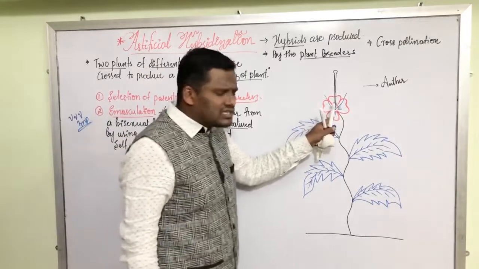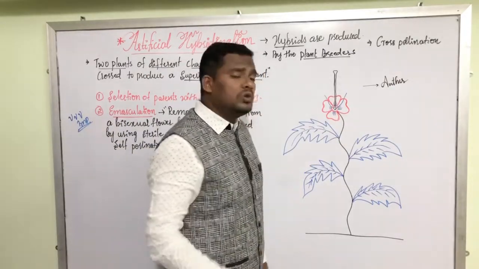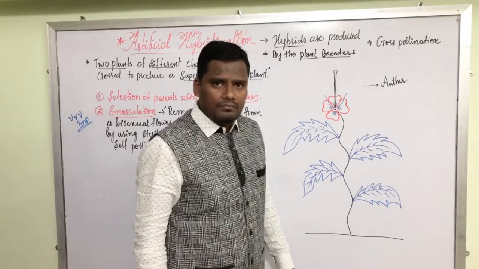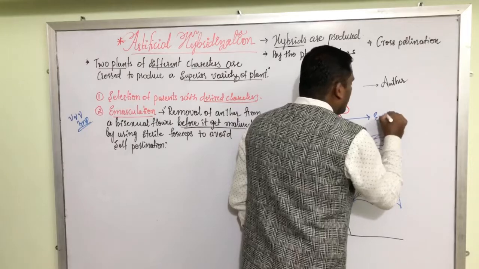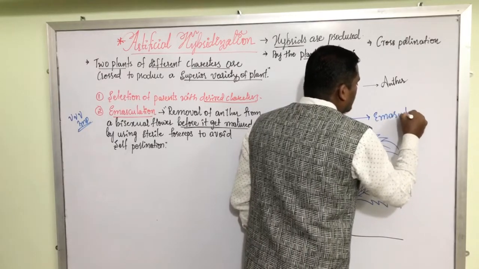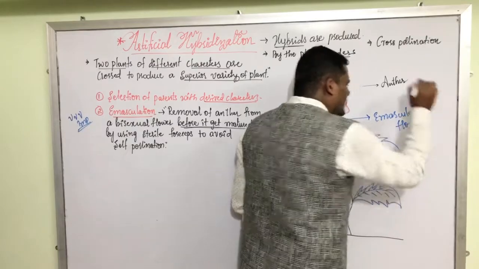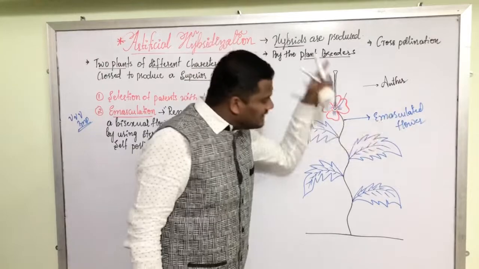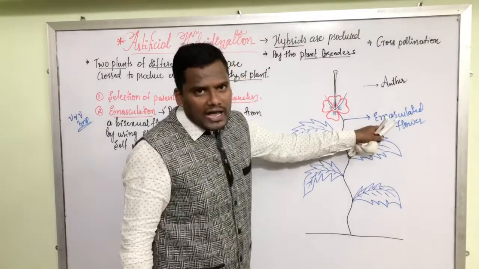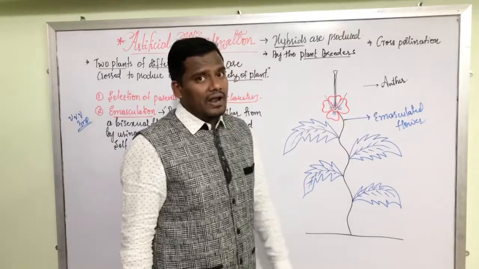Once the anthers are removed from this bisexual flower, it is no more called a normal flower. It is said to be the emasculated flower. Why is it called an emasculated flower? Because we have removed the anther. That is why it is no more called a normal flower. It is called an emasculated flower.